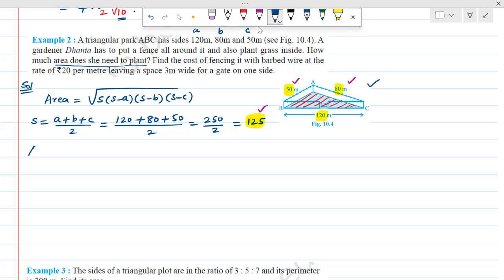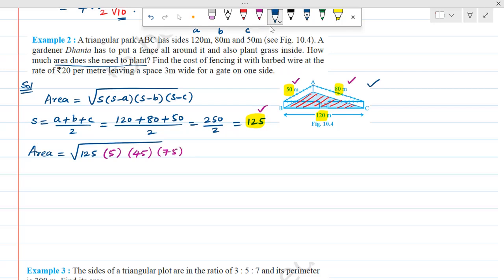Substitute in the formula. What is the formula here? The area is given by the square root of s. S is nothing but 125. I write it as it is. And I have to subtract this with 120. So when you subtract 120, it becomes 5. Now when you subtract 80, 125 minus 80 is 45. And then the last one, 125 minus 50, which is 75.